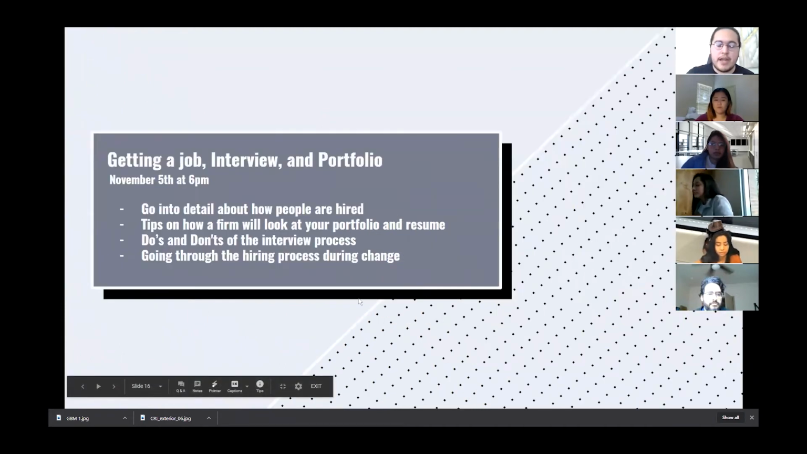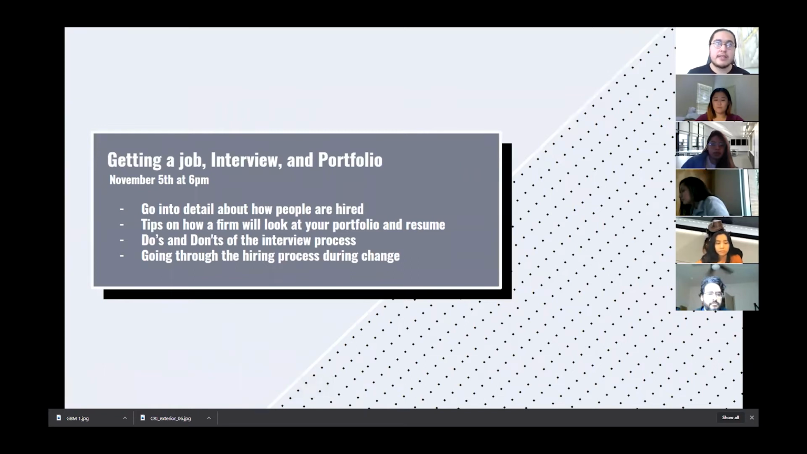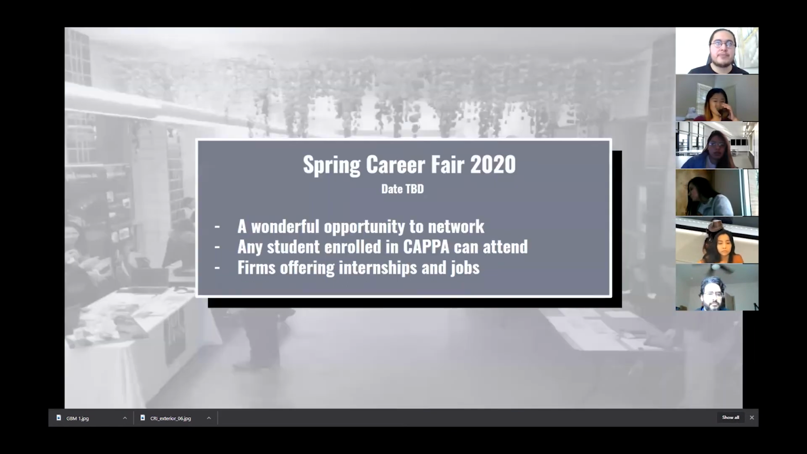Another panel discussion that we're going to have, a little bit later in the year, is getting a job interview and portfolio. This is one that we try to do at least once a year because we have various people looking for ways to improve their portfolios all the time. We'll be talking with HR people, recruiters, and firm owners about what they look for when it comes to interviews and portfolios. They'll be giving out some tips that day and telling you how to succeed when it comes to your job hunting whenever you graduate.